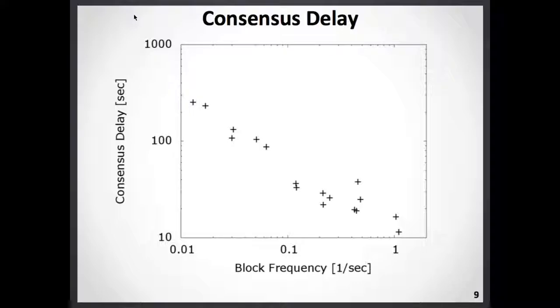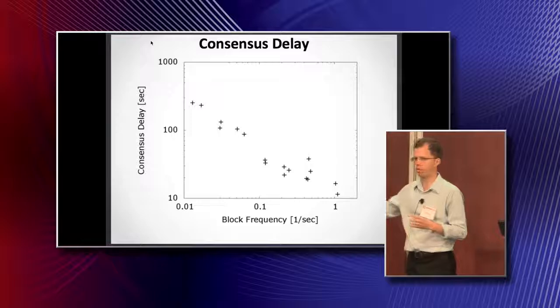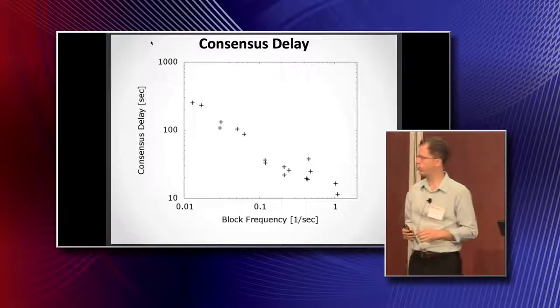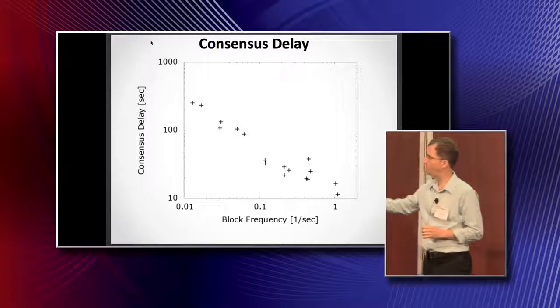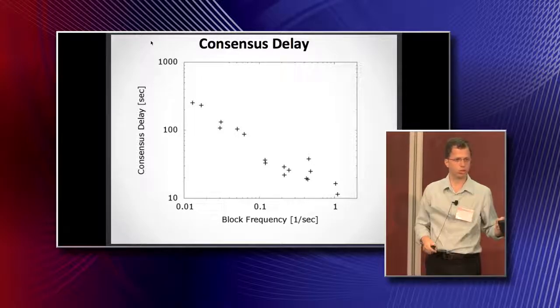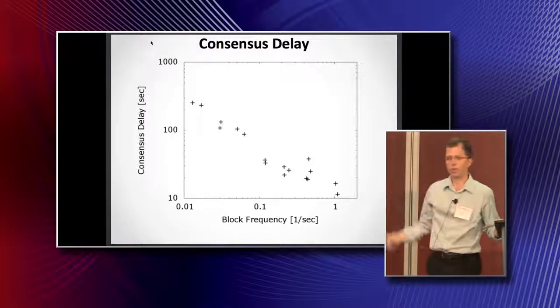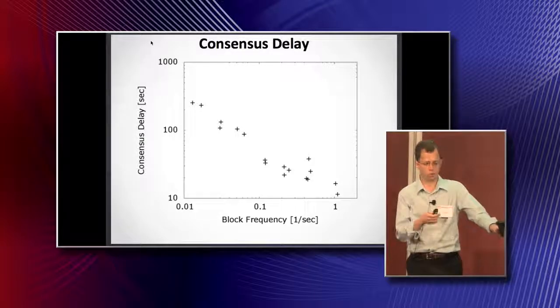We're running this at a very low scale because then it's very easy to see prominent results, but the trends are clear and they hold throughout. And so we see that as we increase the block frequency, the consensus delay improves. The Y scale here is also logarithmic. So we get improvement, which is what we want.